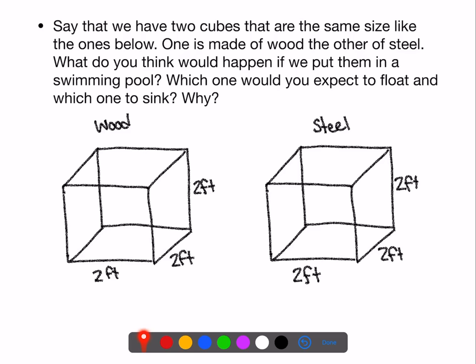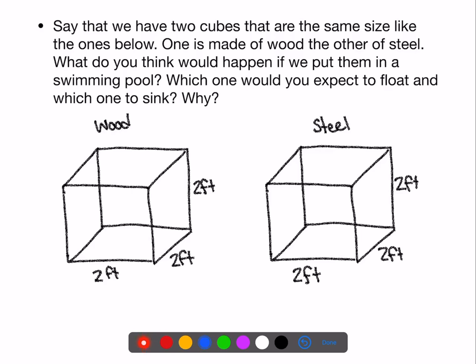Say that we have two cubes that are the same size, like the ones below. One made out of wood, the other of steel. Now, of course, they have the same exact dimensions, so keep that in mind. What do you think would happen if we put them in a swimming pool? Which one would you expect to float, and which one to sink? And then lastly, why? Well, more likely than not, if we put both of these in a swimming pool, one would sink, one would float.